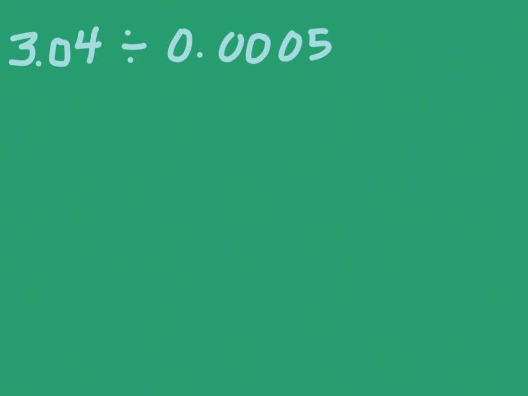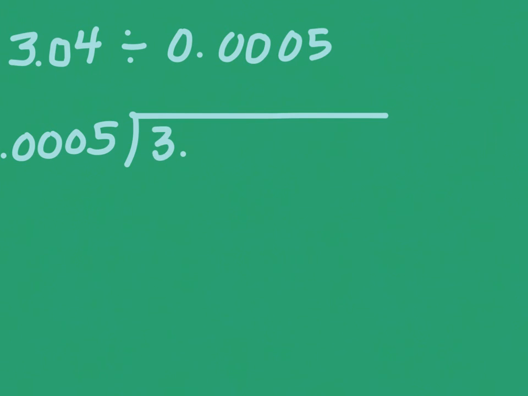So what I'm going to do is write this out. 0.0005 goes into 3.04. And that's great, but I'm not going to divide until I have moved those decimals. I want to move the decimal on the outside as many times as I need it to make that outside number a whole number. So I'm going to move it 1, 2, 3, 4 places. Well, if I do that on the outside, I have to do it on the inside too. So 1, 2, 3, 4. I need 2 more zeros here. And now I can divide.